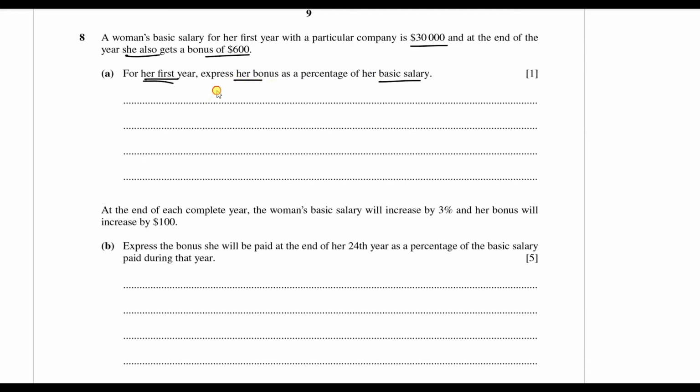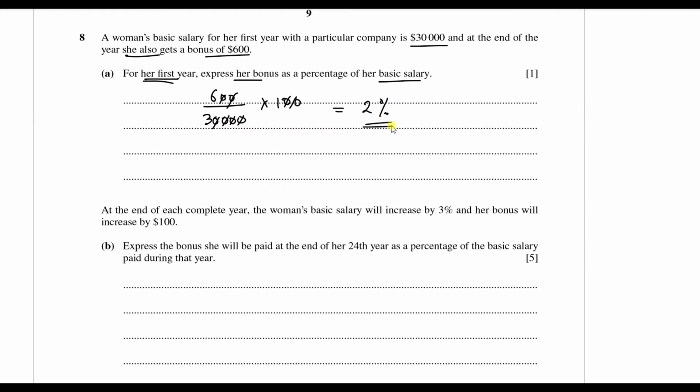So it is 600 over 30,000 multiplied by 100, and we will get the answer, because we cancel these two and these two, it is going to be 2%.